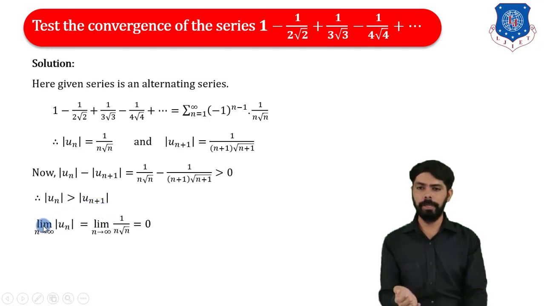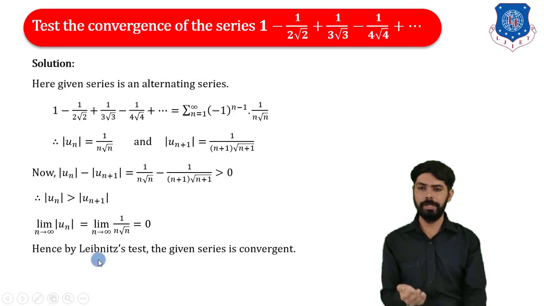Now we will find out limit n tends to infinity of modulus of u_n, that is equal to limit n tends to infinity of, what is modulus of u_n? It is 1 divided by n root n. So here it will be limit n tends to infinity of 1 divided by n root n. Now we will replace n by infinity. So here it will be 1 divided by infinity, which is equal to 0. So here both conditions are satisfied. Hence by Leibniz test the given series is convergent.